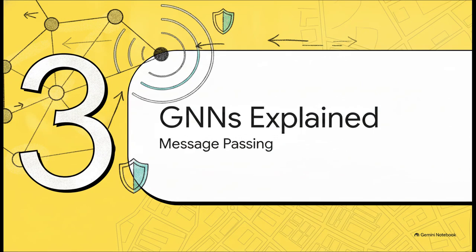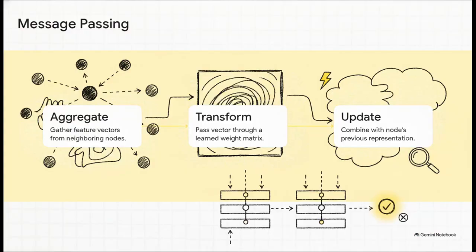So how do we analyze that map? Let's get into graph neural networks and the mechanics of message passing. Graph neural networks are essentially the powerful radar systems we use to navigate these networks. The crucial concept here is a three-step process called message passing. Think of it a lot like gathering intelligence. First, a node aggregates, or gathers, feature vectors from its immediate neighbors. Second, it transforms that gathered data by passing it through a learned weight matrix. Third, it updates, combining that brand new information with its own previous representation.